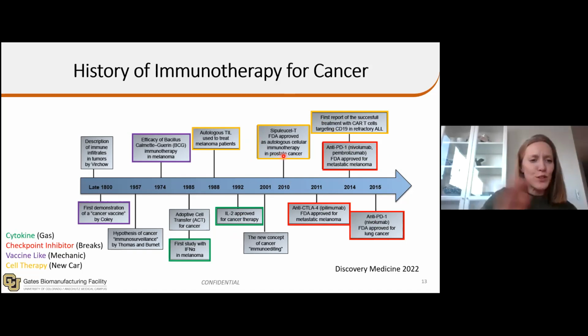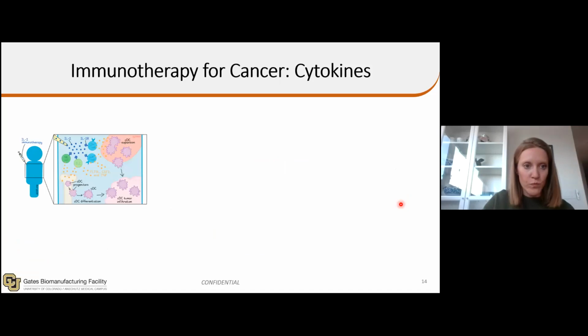And it sort of looks here like the different modalities are staggered time-wise, but the truth is there's cancer vaccine trials that are going on now. So all of these fields are still very much alive and well and in active development. Right. So I wanted to just give you a couple of examples of some of these other immunotherapies, and I think they help set the stage for why cell therapy was hypothesized to work and why it has been successful.